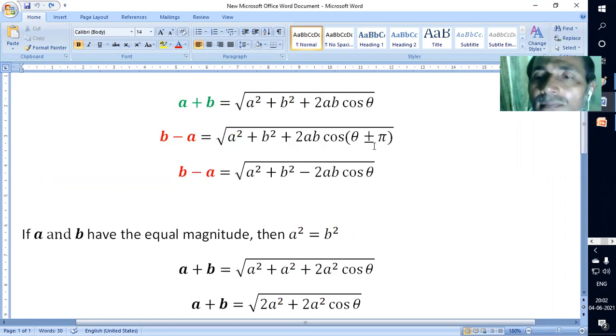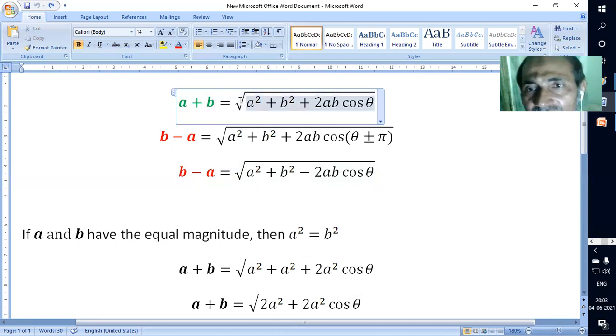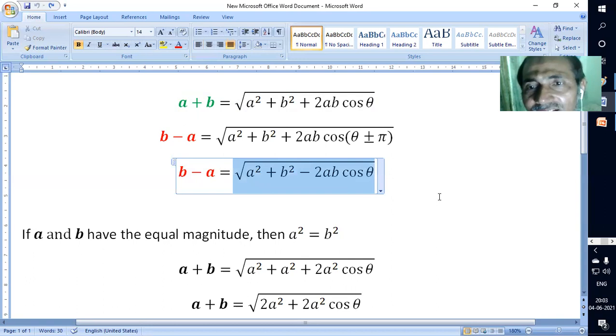Now, cos of 180 plus theta is minus cos theta. Therefore, this third term will become negative. For that reason, you are getting the answer as A square plus B square minus 2AB cos theta. So, if the sum of the two vectors has the magnitude A square plus B square plus 2AB cos theta, then the magnitude of the difference of the two vectors is written as A square plus B square minus 2AB cos theta.